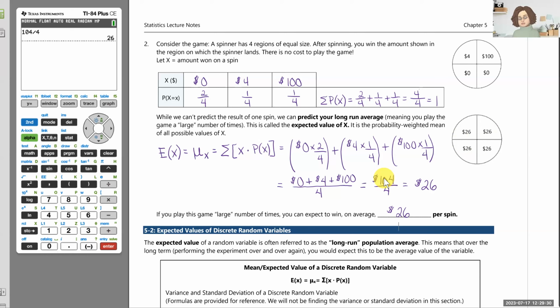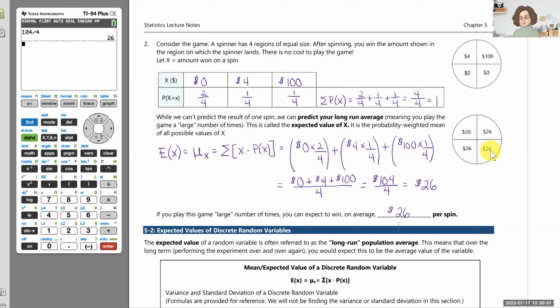So the key here is that if you only play the game once, these are very different games. So I don't know which one you would prefer to play if I said you could only play once. So you can think about what your answer to that would be. Would you prefer to play this game once and risk getting nothing, but possibly gain $100? Or would you rather spin this spinner once and just be guaranteed $26? So very different if you play once.